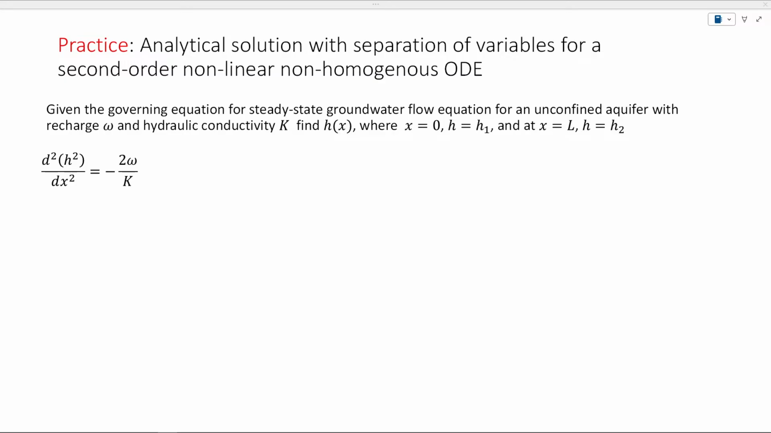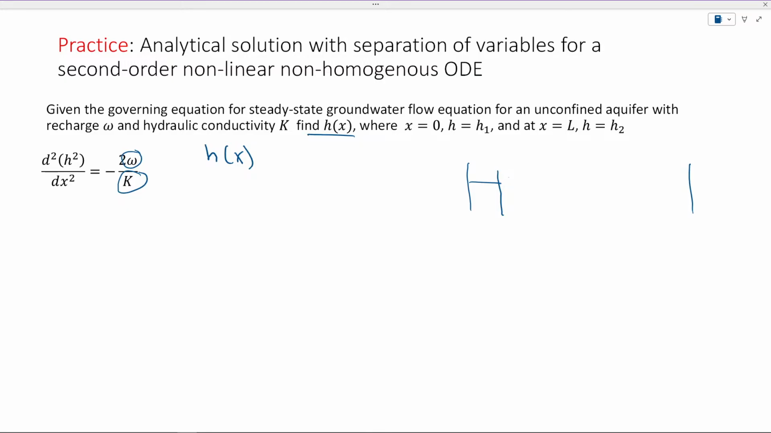So given the governing equation of a steady state flow equation for an unconfined aquifer with recharge. So this is recharge, this is hydraulic conductivity, and find h. We want to find the head as a function of distance. So let's say you have a river here and another river here, and you have a head here and another head here, and then we want to see with recharge.